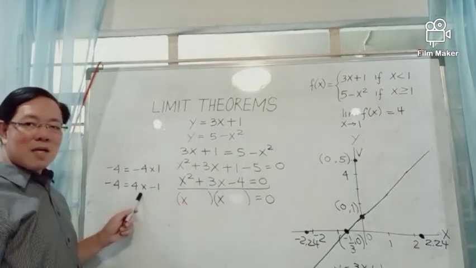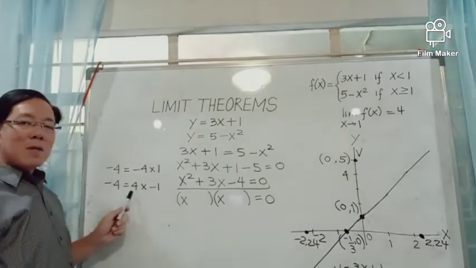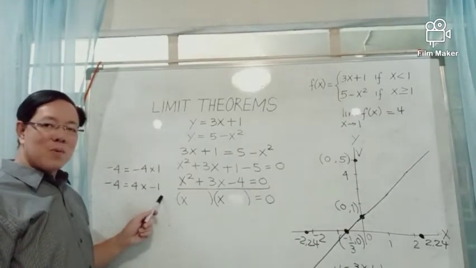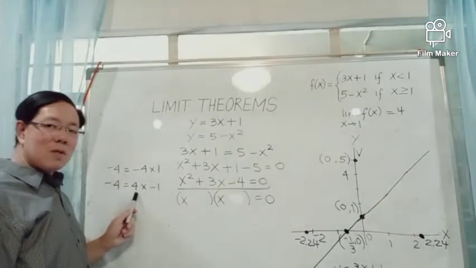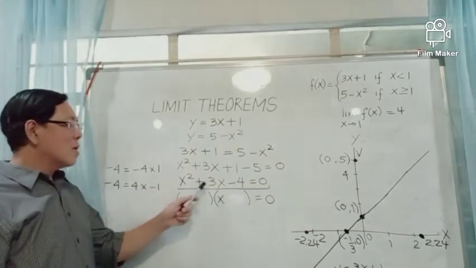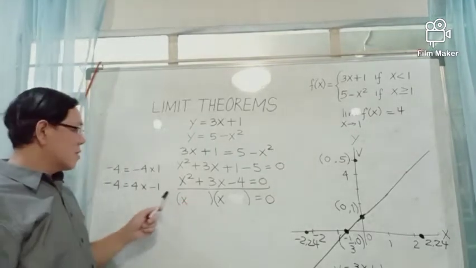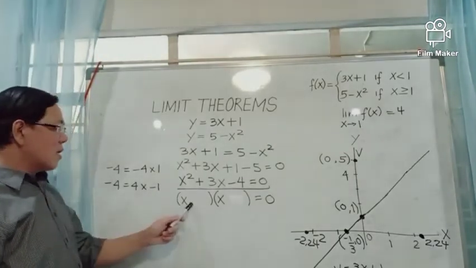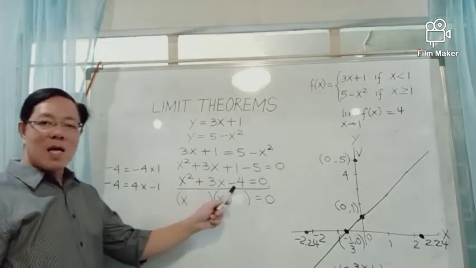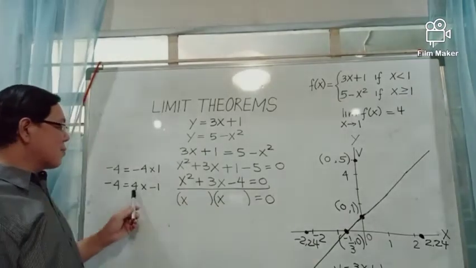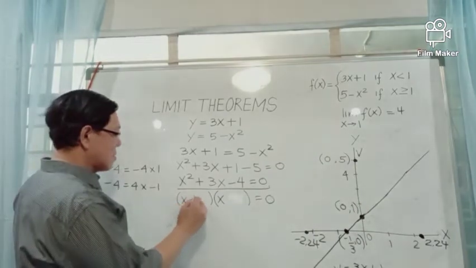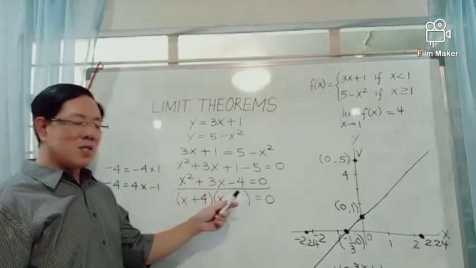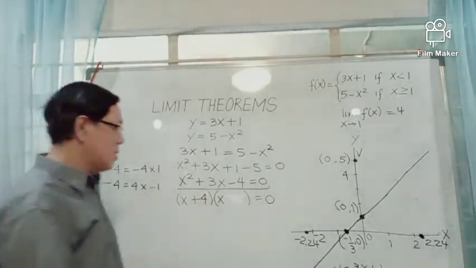So we check the second set of factors for negative 4. We have positive 4 and negative 1. If you add positive 4 and negative 1, you get positive 3. Therefore we take these factors of negative 4, and we write it here. The first factor of this quadratic expression is x plus 4, and the other factor is x minus 1.